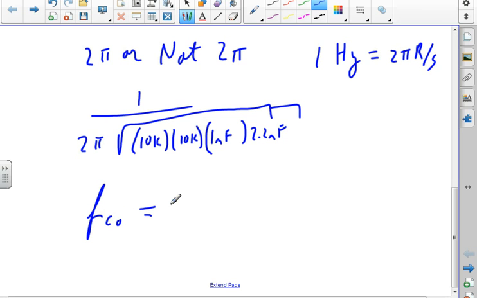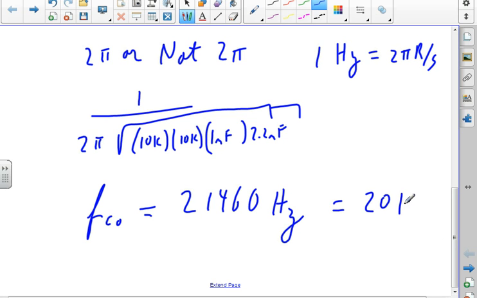Cutoff: 21,460 hertz. How many significant digits do you think we have? All of one. So we have one significant digit. I'd probably call it 20 kilohertz, but there'd be nothing wrong with 21 kilohertz. That'd be perfectly okay too. All right, that's all there is to that one. Problem 11.